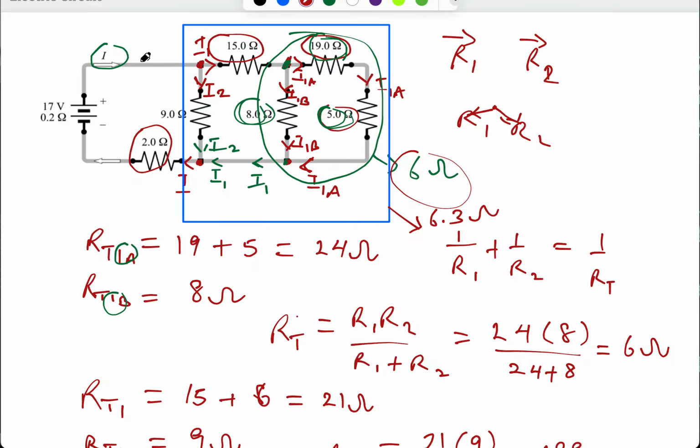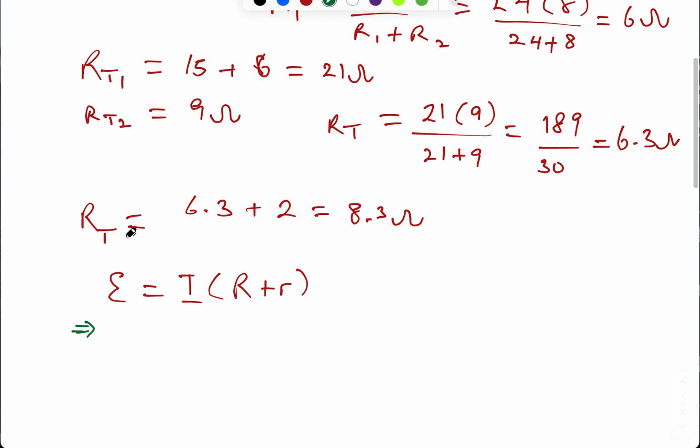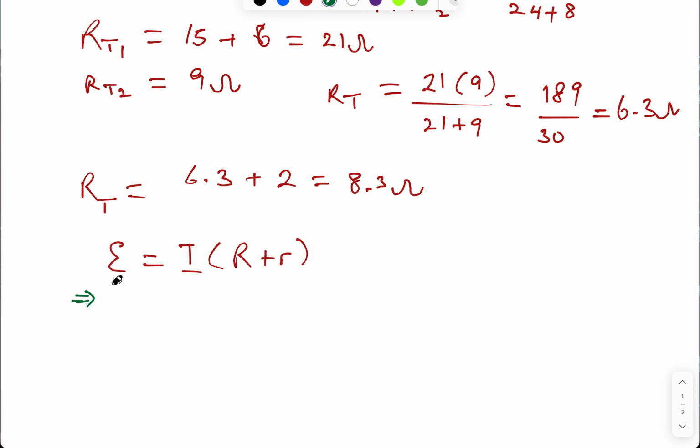And now, don't forget the aim of this question. The question wants us to find the value of this current. From what you know about cells, the EMF of a cell is given as I multiplied by R plus r, where this R is the total external resistance and this small r is the internal resistance. The EMF of the cell has been given. We have 17 volts, so EMF equals 17. We are looking for the current.